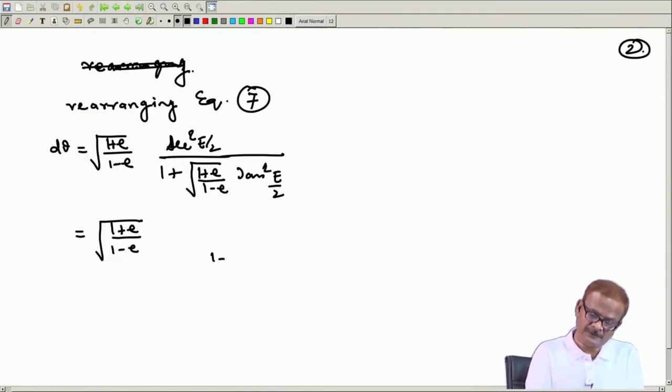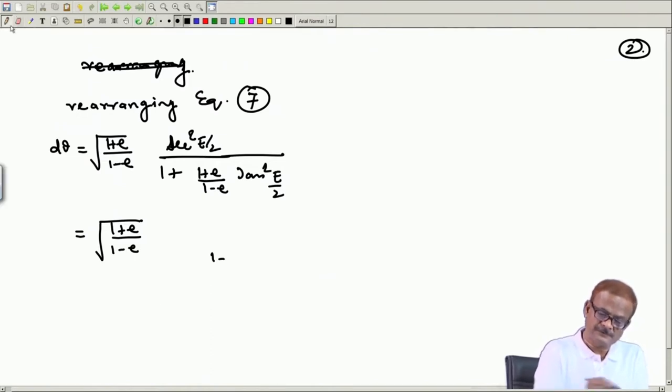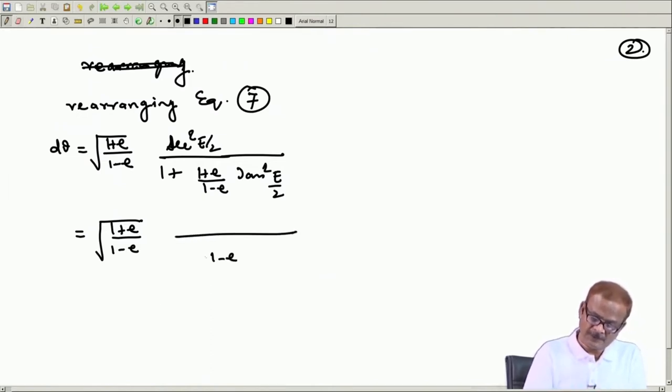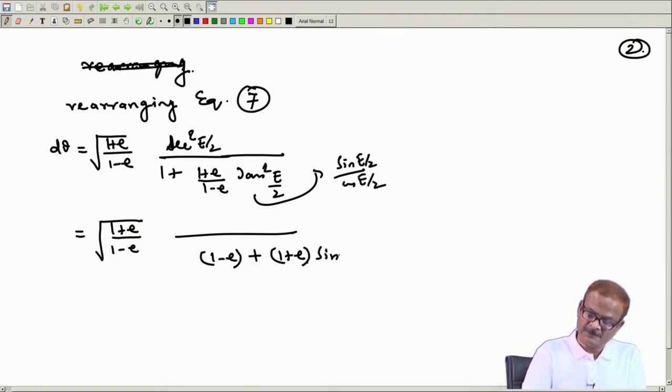So, we have squared this term, but this term is not squared. So, we have to square it. If we square, this under root will go, and with this we then have 1 minus e. We simplify it a little bit, 1 plus e, and this will break up in terms of sin e by 2 divided by cos e by 2. So, this will be sin square e by 2, and here we will have cos square e by 2.